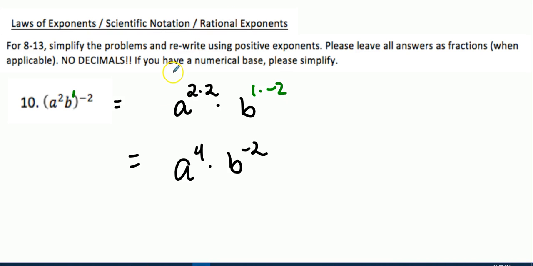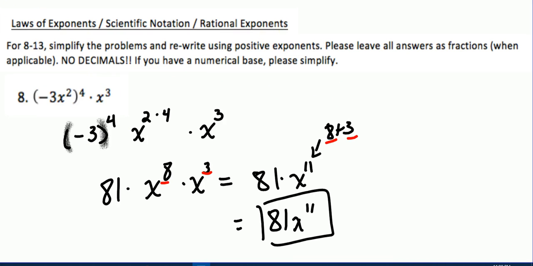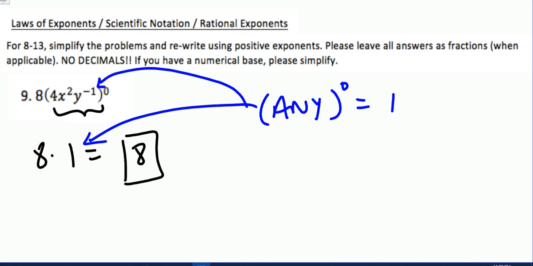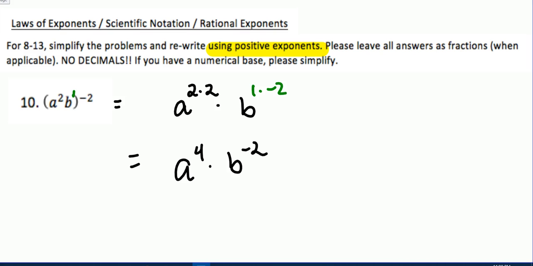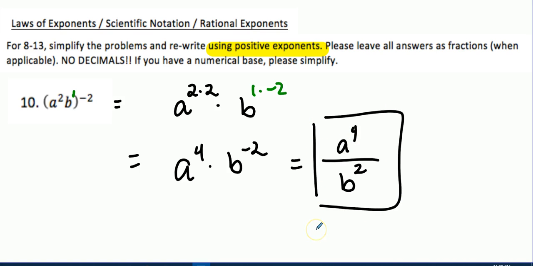Now I invite you to read the instructions here. Not only does it say simplify the problems, but it says rewrite using positive exponents. Some of my students have been changing those final answers to positive exponents, so be aware of that. No decimals. We don't have any decimals here, so we're good there. And by the way, there were no decimals in either of the problems before, so we didn't violate those rules. We also didn't have any negative exponents. Here we have a negative exponent though, so let's fix it. Negative exponents, we send it to the basement, and change the sign. So b squared is my new value for b. A to the 4th is going to be the numerator, and that will be my final answer. There's nothing else you can do there.